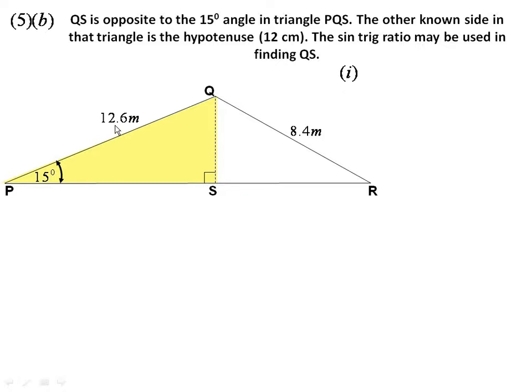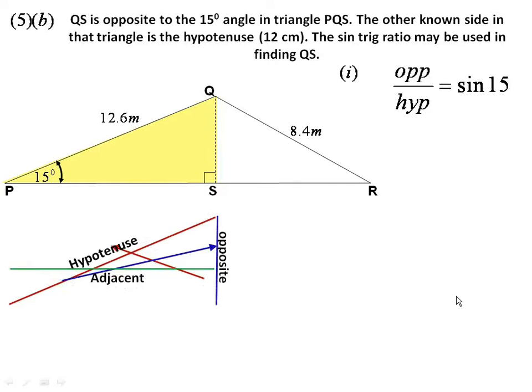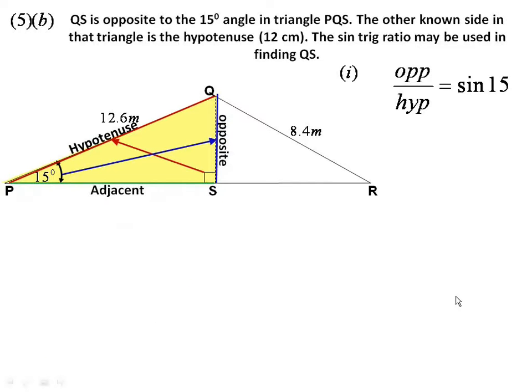The other side, 12.6 meters, is the known side. And that side is the hypotenuse. So QS is the opposite. We have the hypotenuse. The trig ratio that pertains to opposite and hypotenuse is the sine trig ratio. So opposite over hypotenuse is equal to sine of 15. So QS over 12.6 is equal to sine 15.